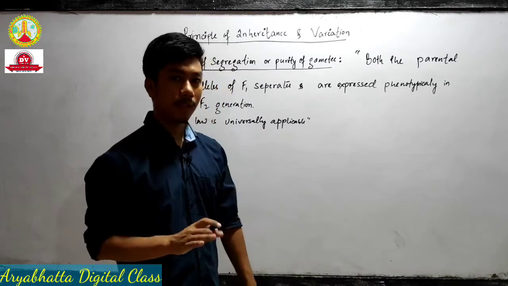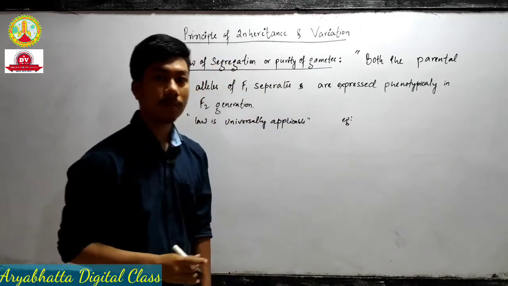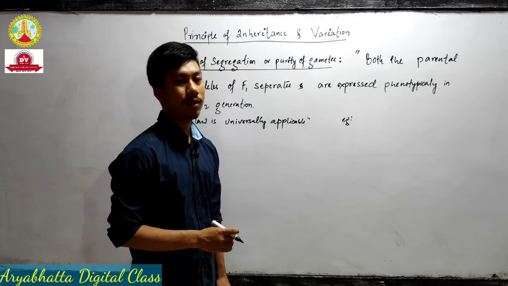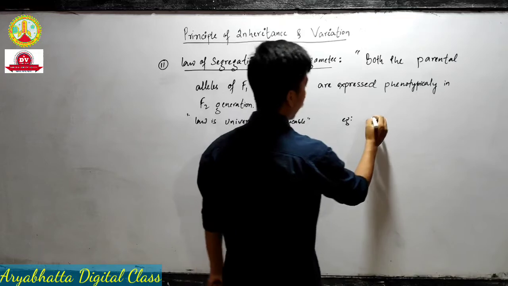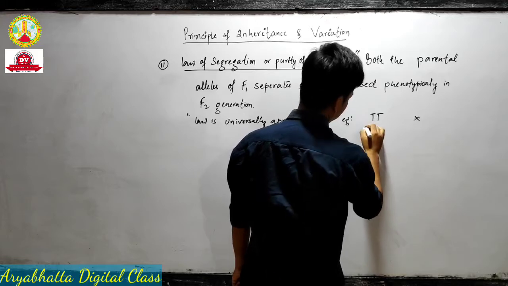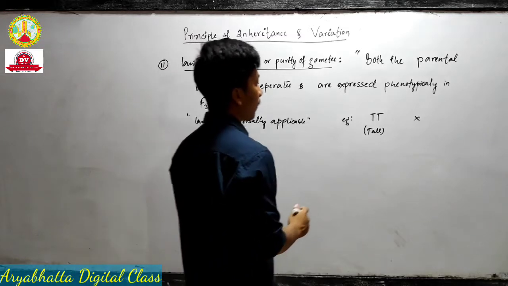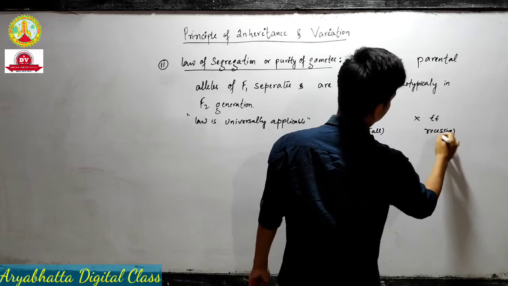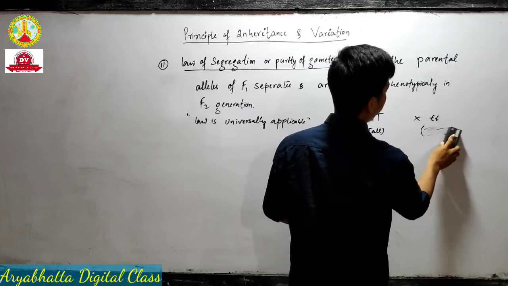So below we take a cross example. If this question comes, it comes for 5 marks: explain Mendel's laws of inheritance. When the question comes for 5 marks, you have to explain 3 laws along with the example. So for example, we take a homozygous tall plant and a homozygous recessive dwarf plant, right?